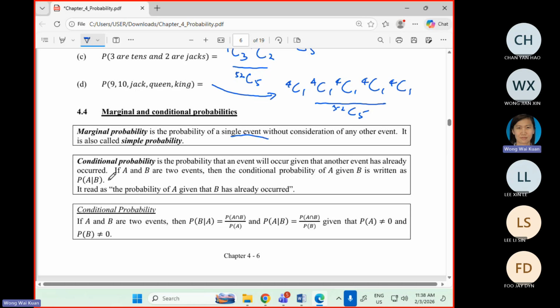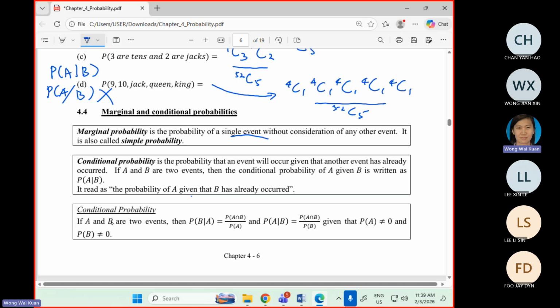Okay? Now I have two events A and B. Then the conditional probability of A given B. This is A given B. Now please write carefully. Probability of A given B. The given is a straight line, not sliding. Not like that. So it's straight. If we read it, we say this is the probability of A given that B has already occurred.